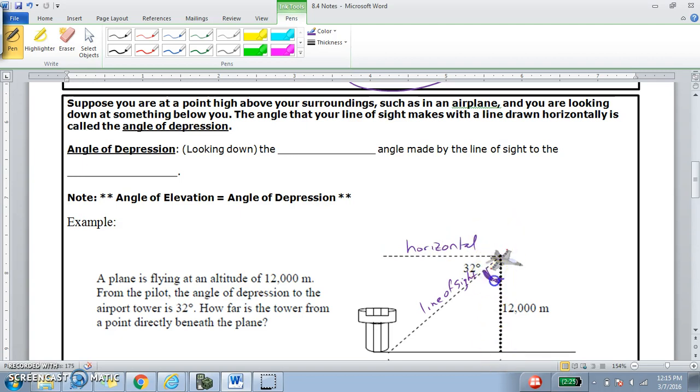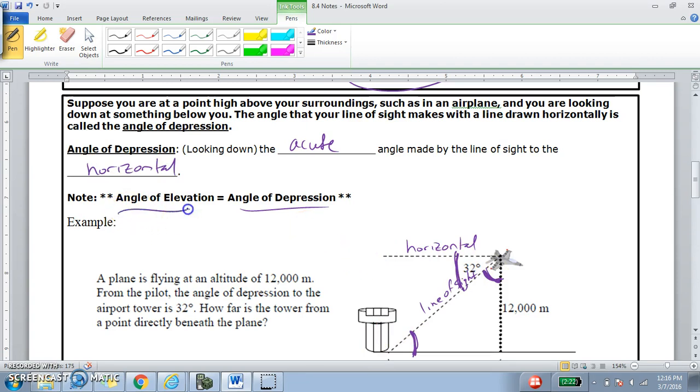This is never going to be our angle of depression, which is what this one's called. So you're never going to measure from a vertical line. It's always going to be from a horizontal line down or a horizontal line up. So angle of depression is when you're looking down. It's the acute angle made by the line of sight to the horizontal. So you have this imaginary line of sight, you have this imaginary horizontal line.